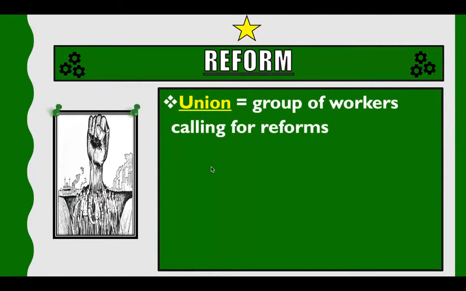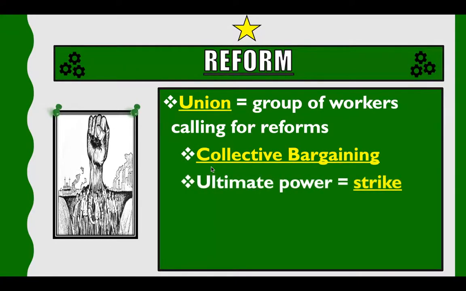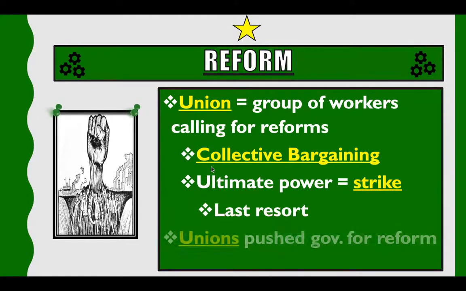So just to have this down in your notes, a union is essentially a group of workers who are calling for reform. Their power comes in the form of collective bargaining, or basically adding all these voices together to negotiate. And their ultimate power is to strike, to refuse to work until negotiations are made. This is typically seen as a last resort.